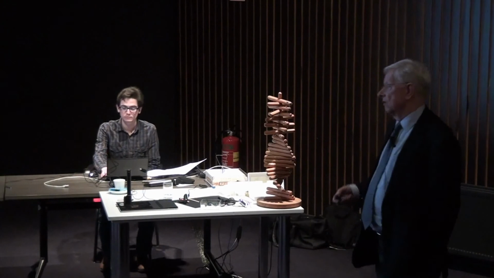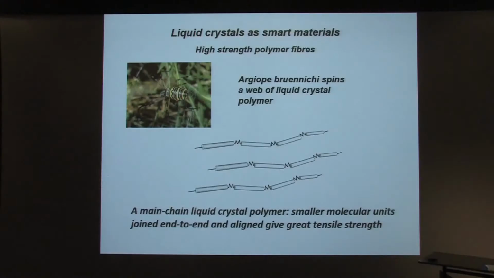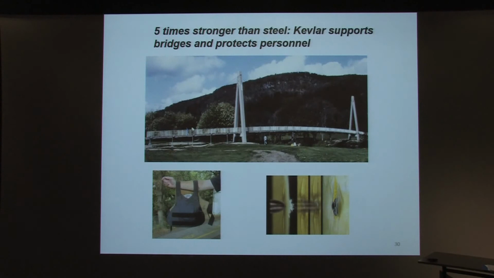So that, and, well, I'm running out of time. Let's quickly go through. Liquid crystals are also formed by things such as spiders or silkworms, and they are producing main chain polymers that are aligned in a liquid crystal state, and they're extremely strong. The first example of this was Kevlar. It's an aramid fiber discovered by Stephanie Kwolek at DuPont, and this produces extremely tough materials, which you're going to see in a moment. Bridges, bulletproof vests. Here's a bullet being stopped.